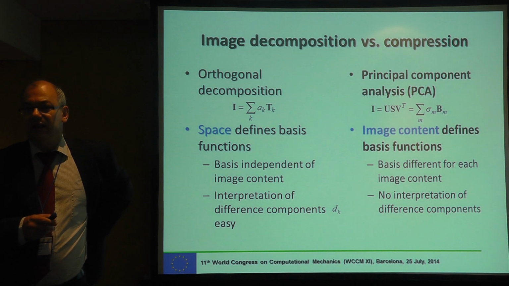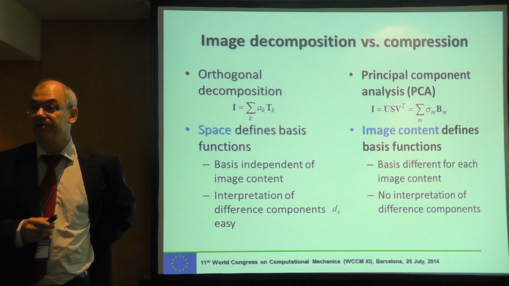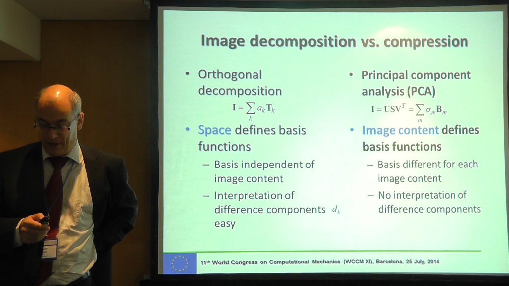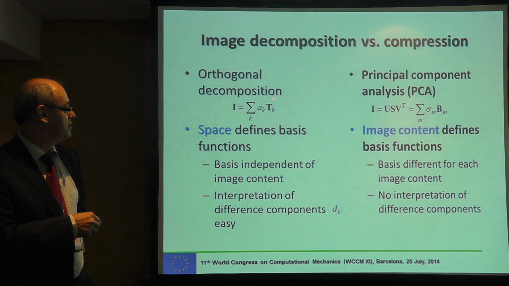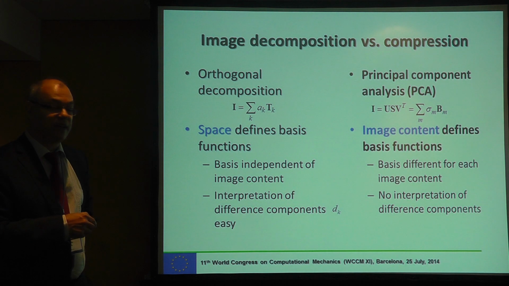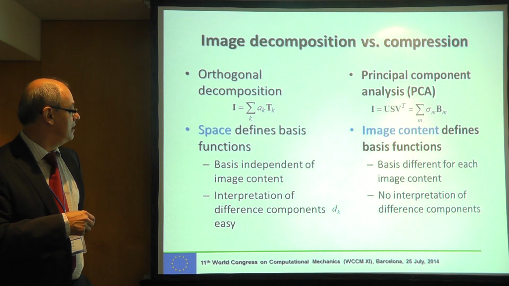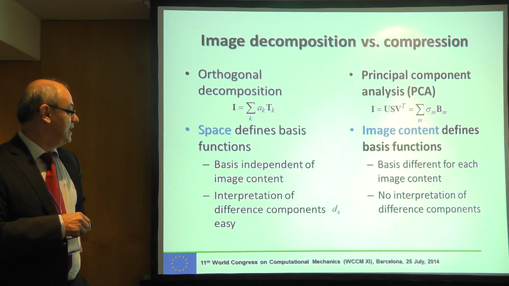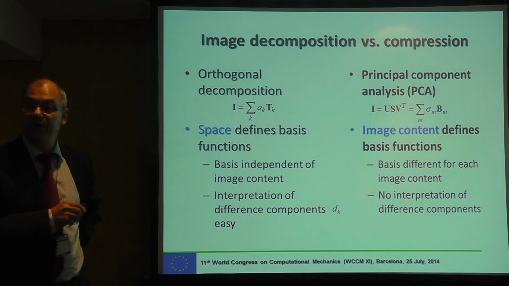Sometimes we ask, is it possible just to use image compression instead of image decomposition? And the answer is, well, not quite so. Because if you do an orthogonal decomposition here into a linear combination of these base functions t, then it's the space actually where you define your grid that defines the basis functions. And the basis is independent of the image content because you use it to decompose the image. Right?